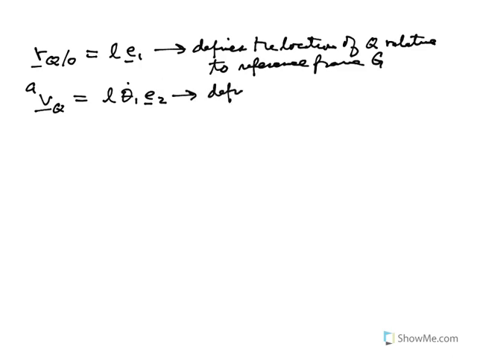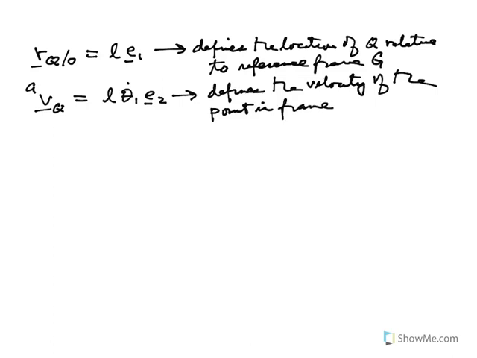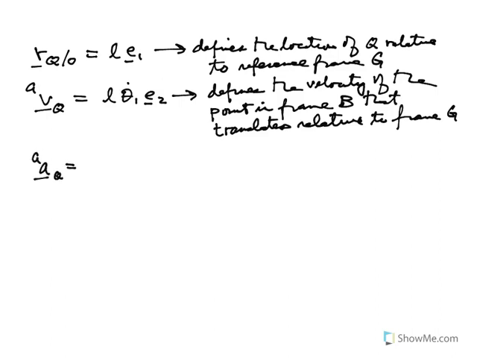This defines the velocity of the point in frame B that translates relative to frame A, or frame G in this case, right? So basically this is the translating point, right? So Q is the translating point. So first I started by defining its position, then I got the velocity of it. The acceleration of point Q in G, which is equal to minus L theta 1 dot squared E1 plus L theta 1 double dot E2.